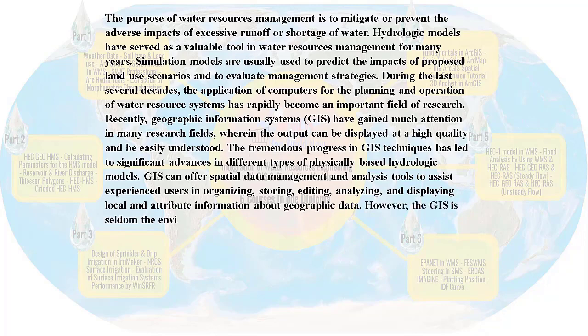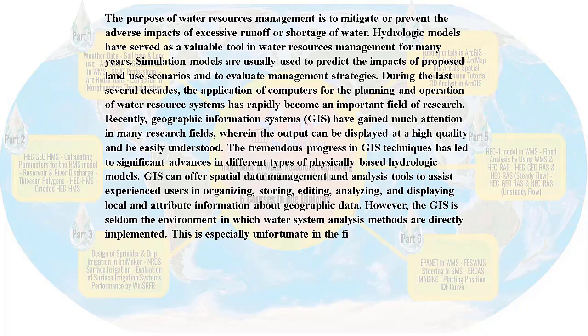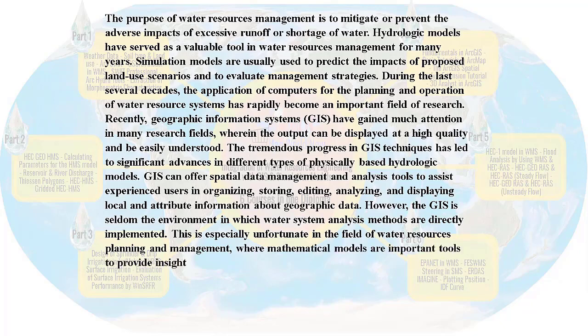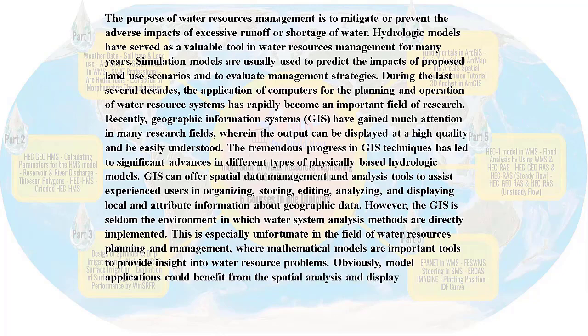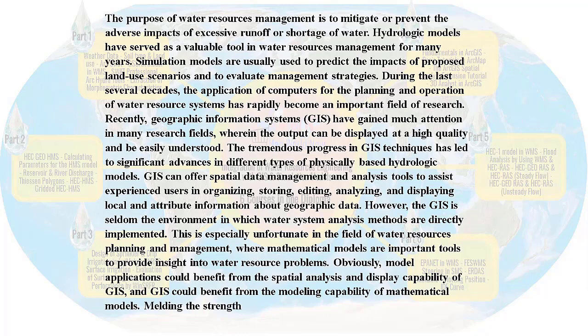However, the GIS is seldom the environment in which water system analysis methods are directly implemented. This is especially unfortunate in the field of water resources planning and management, where mathematical models are important tools to provide insight into water resource problems. Obviously, model applications could benefit from the spatial analysis and display capability of GIS, and GIS could benefit from the modeling capability of mathematical models. Melding the strengths of each will result in more powerful tools for the planning and management of water resources systems.